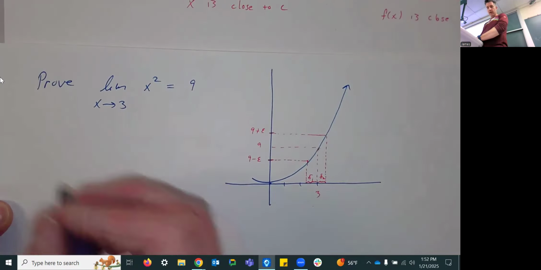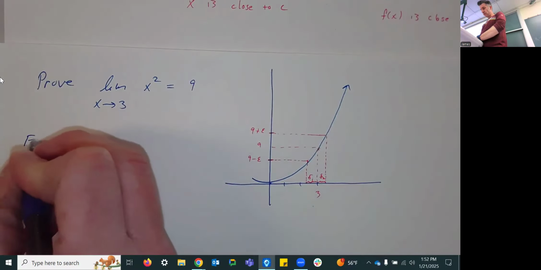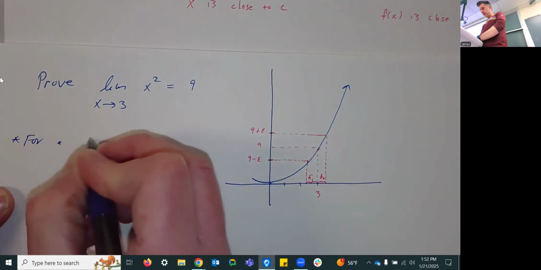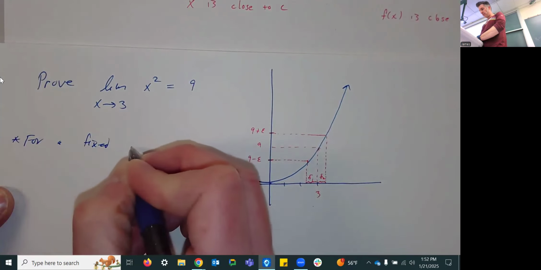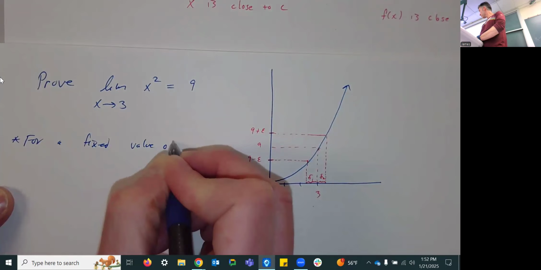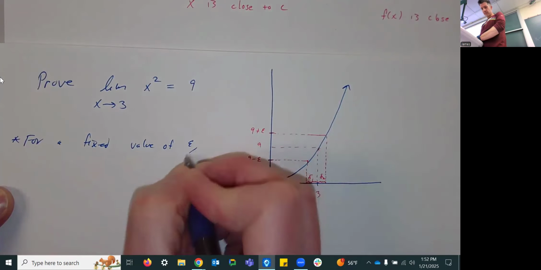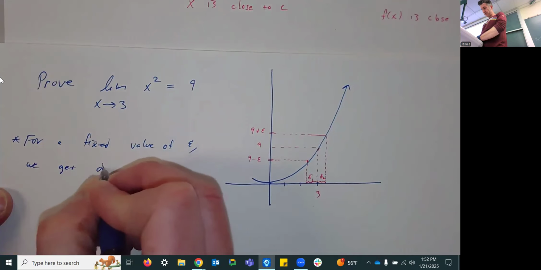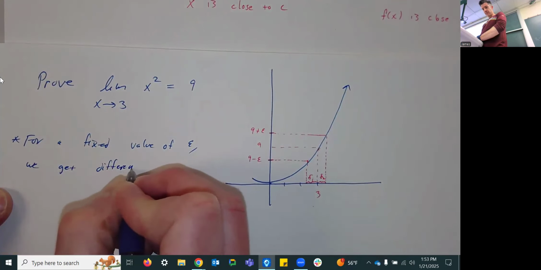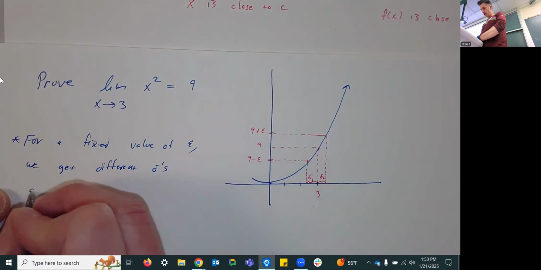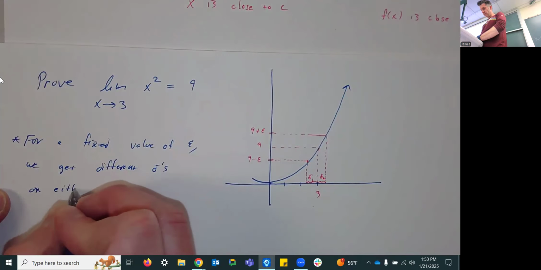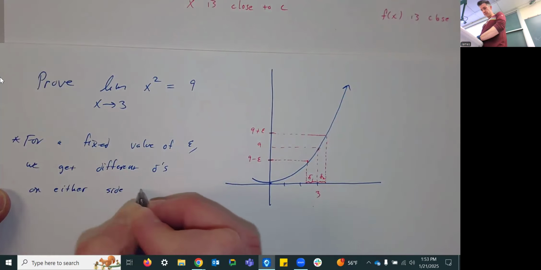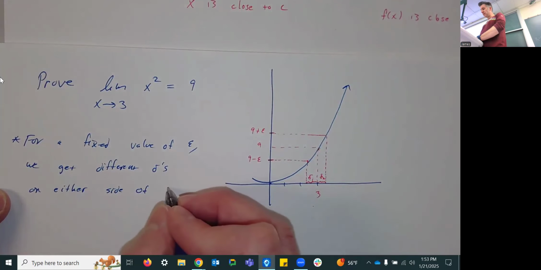So I'll point out that for a fixed value of epsilon here, we get different deltas on either side of x equal to 3. Let's say c equal to 3.